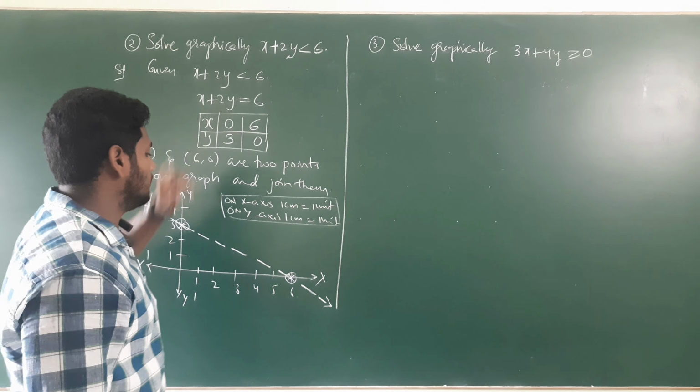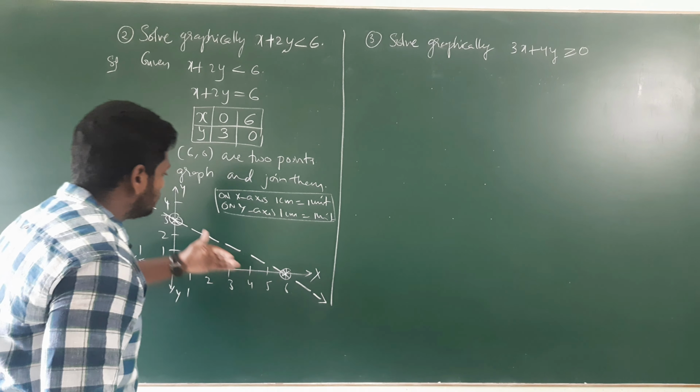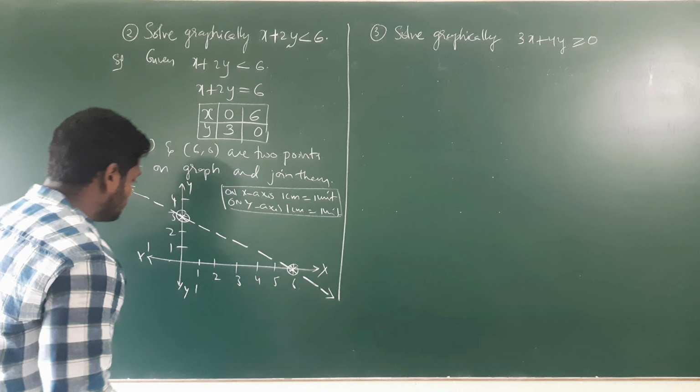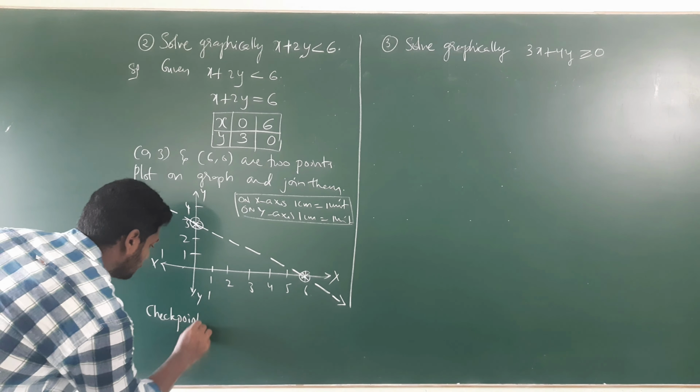Because it is strict inequality. So this is our line. After drawing that line, how can we decide whether the solution region is the upper or lower part of the plane? By using a checkpoint, right? By using a checkpoint.